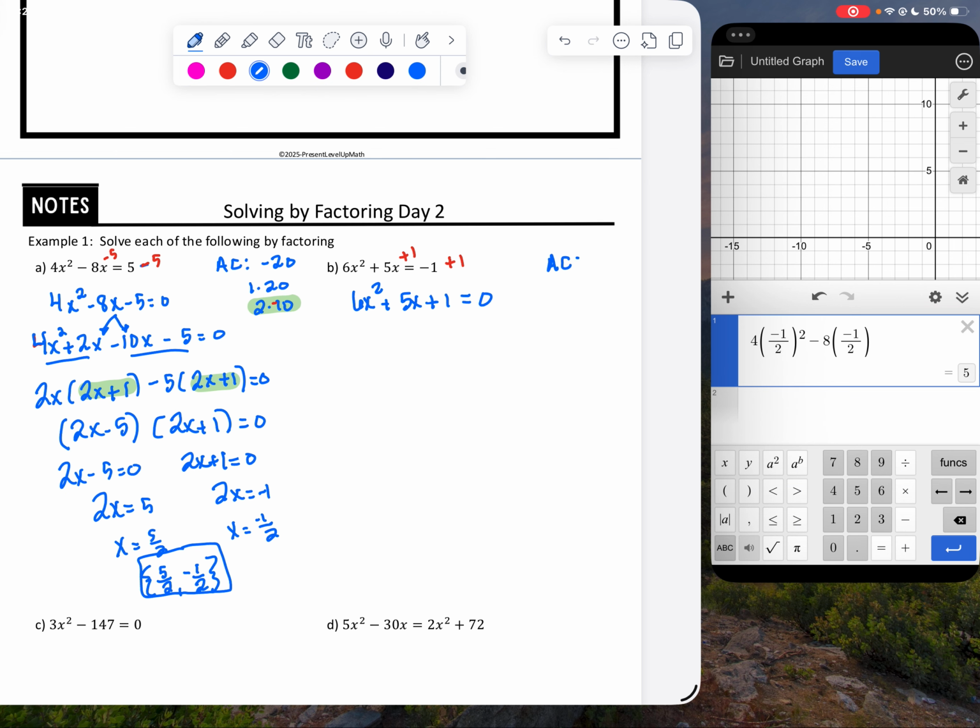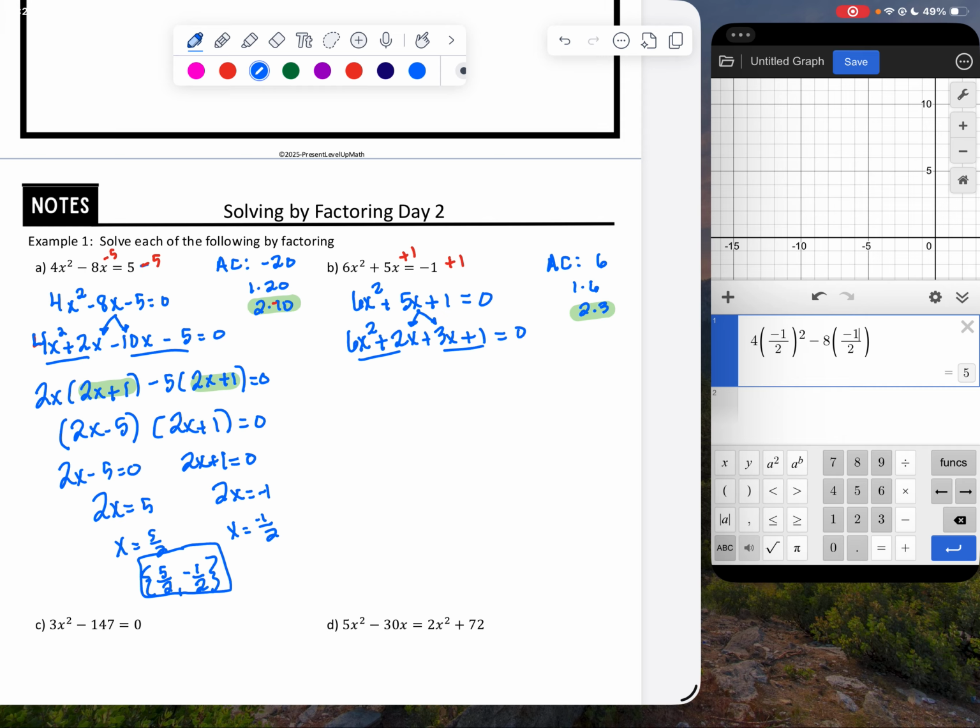Then I multiplied to find AC. So 6 times 1 was positive 6. I can use 1 and 6, or 2 and 3. But if I'm wanting to split the 5x, I want to use, in this case, the 2 and the 3. So 6x squared plus 2x plus 3x plus 1 equals 0. Again, if you're not familiar with the AC method, all I did was split the 5x into 2x and 3x. All right, now factor by grouping.